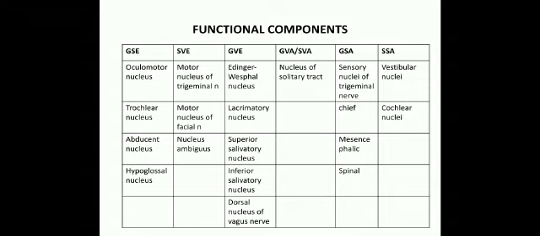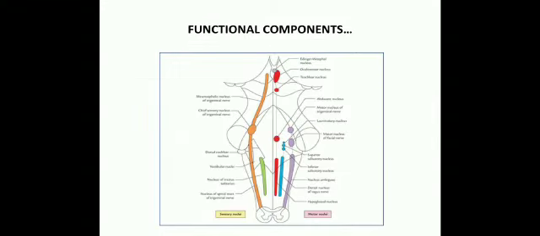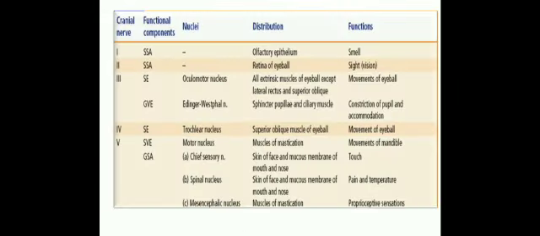General somatic afferent includes the trigeminal nuclei, that is the sensory nuclei of trigeminal nerve, which include the chief, the mesencephalic and the spinal part, and the special somatic afferent includes the vestibular nuclei and the cochlear nuclei. So, in this diagram you can see the exact positions of these nuclei in the brain. So, this is another table showing the functional components, the nuclei distribution and the functions.